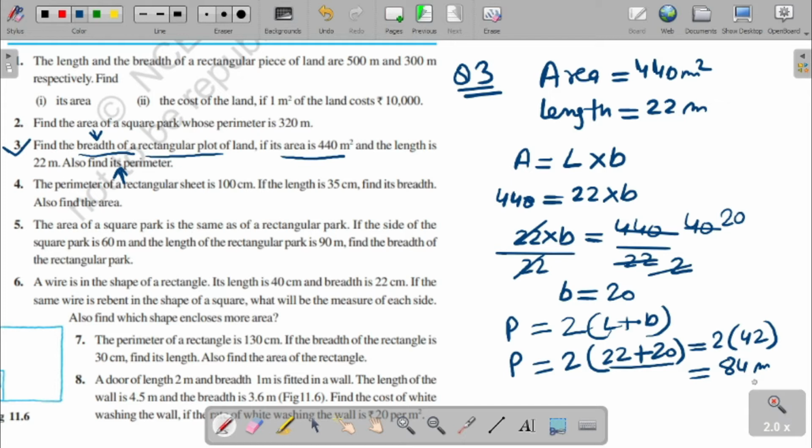So in question number 3, we have two parts. In the first part, we have calculated the B. In the second part, we have calculated the perimeter. So this is all about question number 3. Now we move to question number 4.